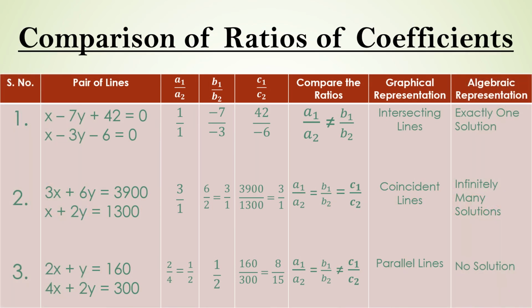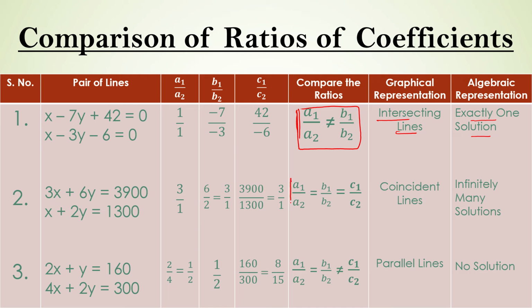In the previous class, we have talked about some problems and we have determined some particular conditions on the basis of which the nature of linear equations can be determined. First one was a1 by a2 is not equal to b1 by b2, then the lines are intersecting and they have exactly one solution.